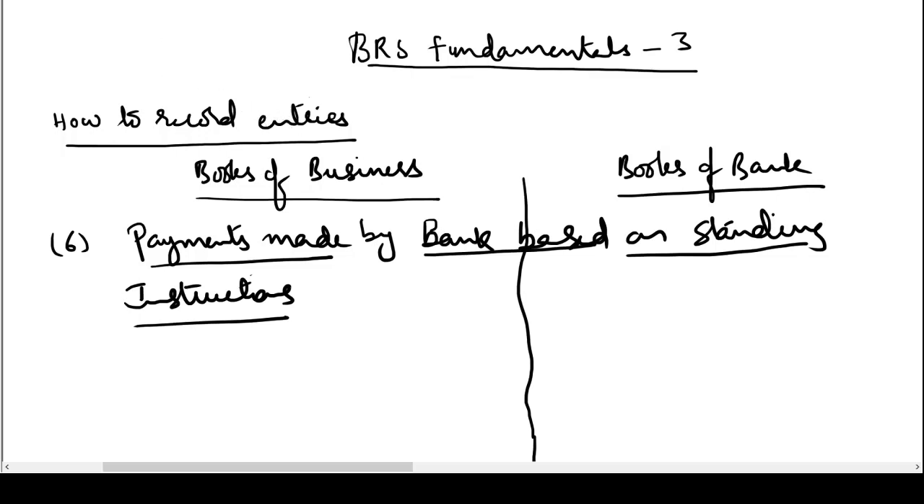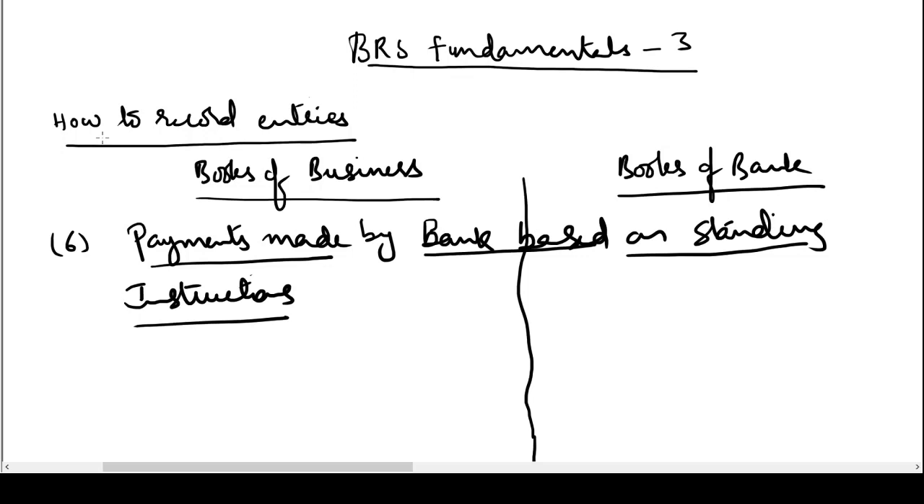Hi friends, in our earlier videos we have learned the fundamentals which are required for preparation of a bank reconciliation statement. Now in our earlier video we have learned how to record journal entries relating to bank transactions in the books of the business and in the books of the bank. We'll continue that. In our last video we have learned how to record entries for 5 different types of transactions that take place between the business and the bank.